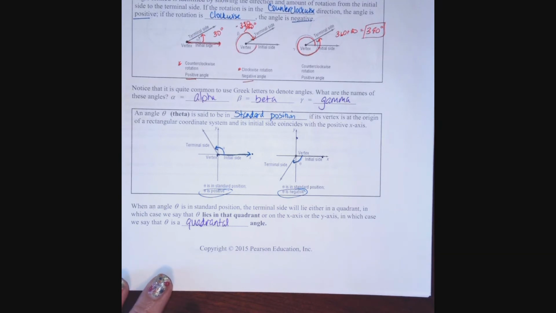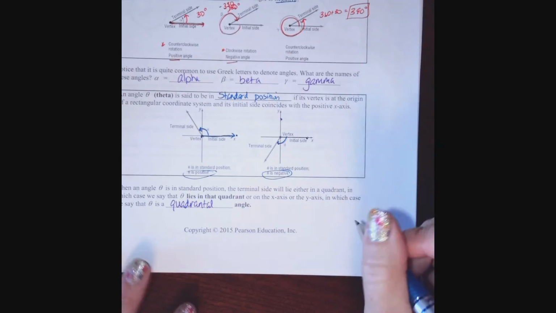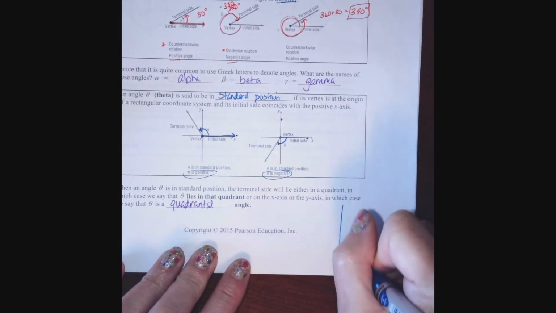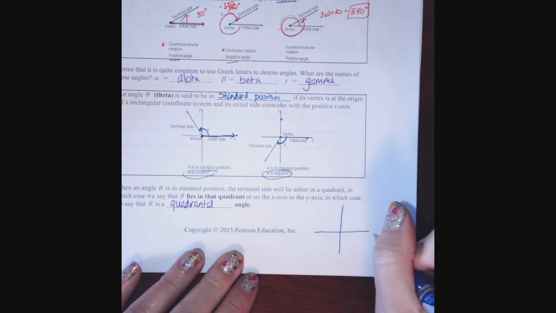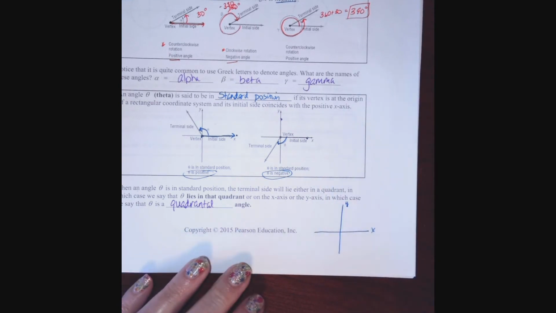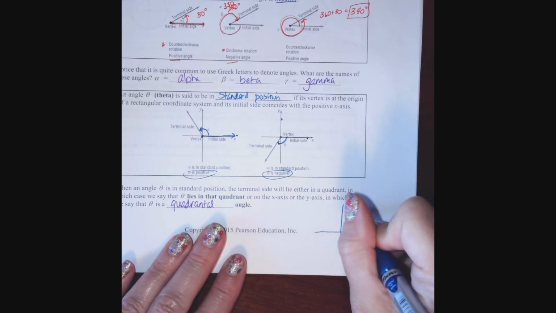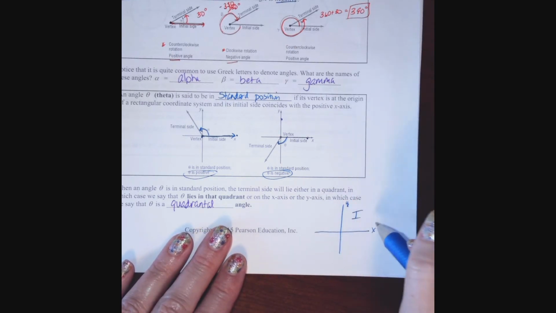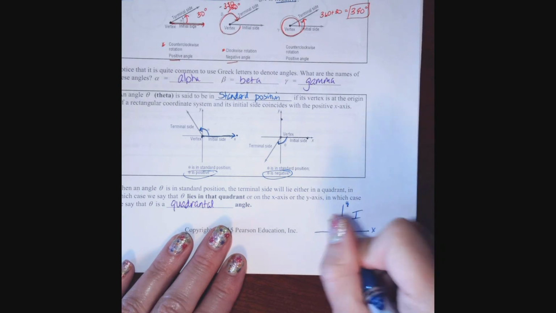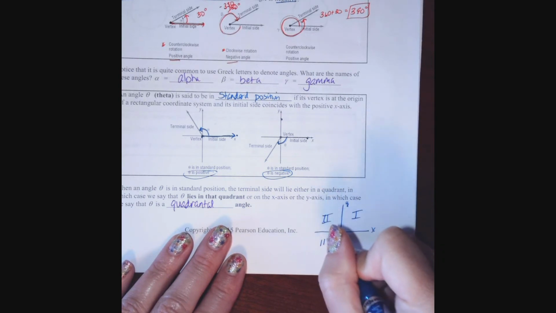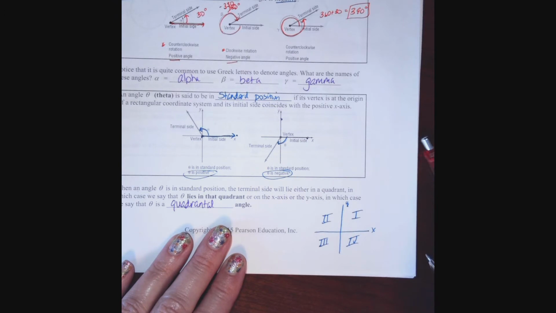Let's just take a second and talk about our XY coordinate plane. Our XY coordinate plane, where the x-axis is horizontal and the y-axis is vertical, we number our quadrants starting at 1 o'clock on the clock and moving in a counterclockwise direction. So we have quadrant 1, quadrant 2, quadrant 3, and quadrant 4.